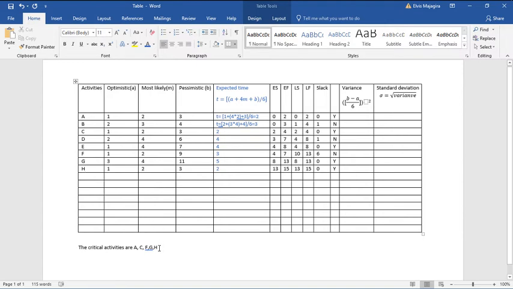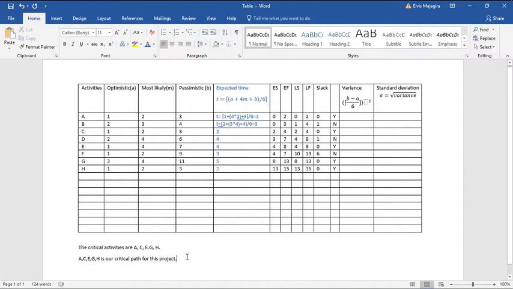Critical activities will be the ones that have a zero slack. We have A, we have C, we have E, we have G, then we have H. So these are our critical activities, and in other terms, this is called our critical path. A, C, E, G, and H is our critical path for this project.